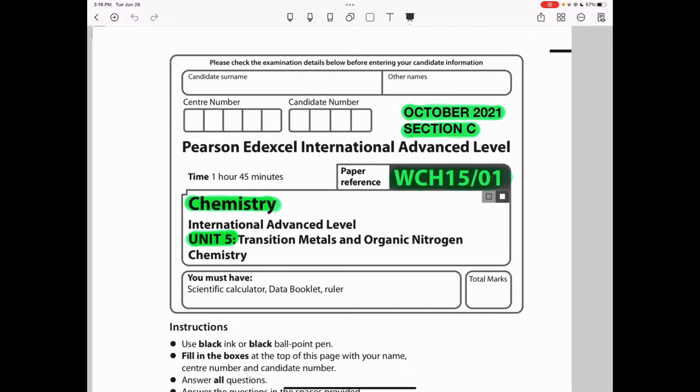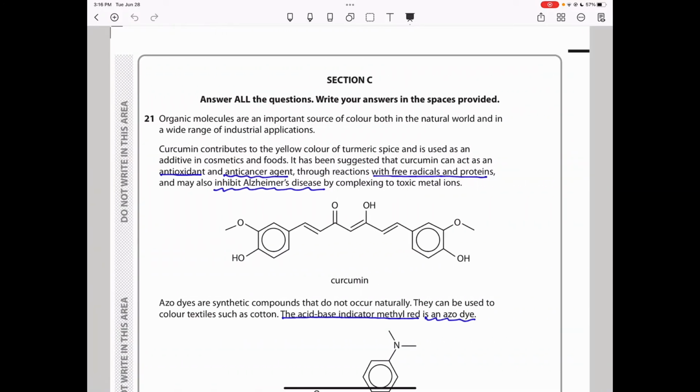Let's begin with this question. Question 21 says, organic molecules are an important source of color both in the natural world and in a wide range of industrial applications. Curcumin contributes to the yellow color of turmeric spice and is used as an additive in cosmetics and foods. It has been suggested that curcumin can act as an antioxidant and anti-cancer agent through reactions with free radicals and proteins, and may also inhibit Alzheimer's disease by complexing to toxic metal ions.